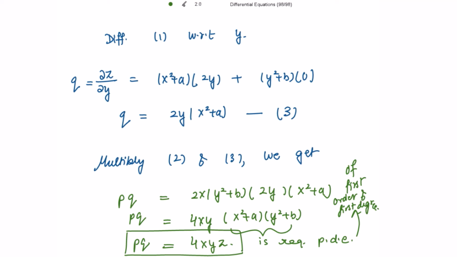Why order 1? Because p is what? It is partial derivative of z with respect to x. It is having the order 1. q is partial derivative of z with respect to y. It is also having the order 1, right? And their exponent is also 1. So we have written the partial differential equation of first order and first degree, right?